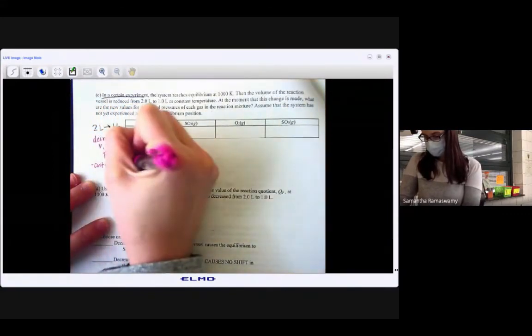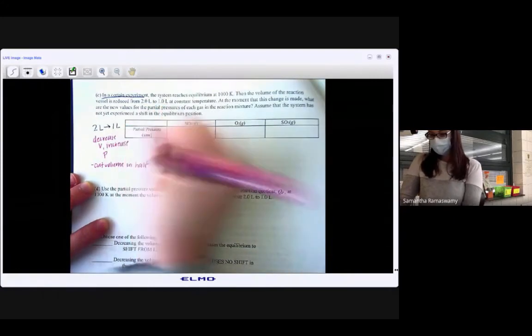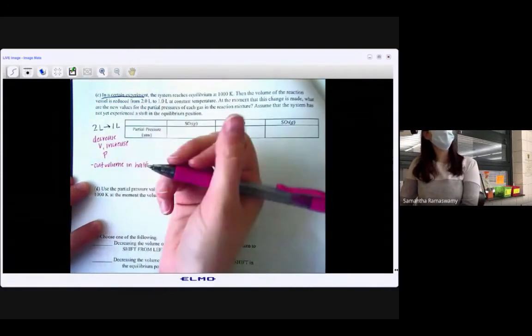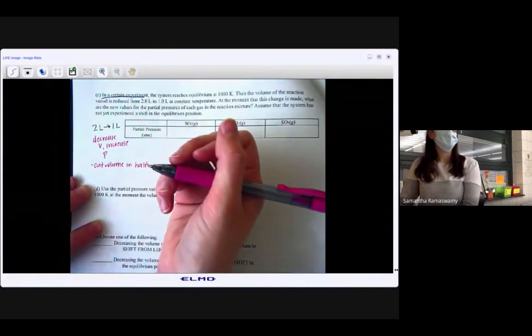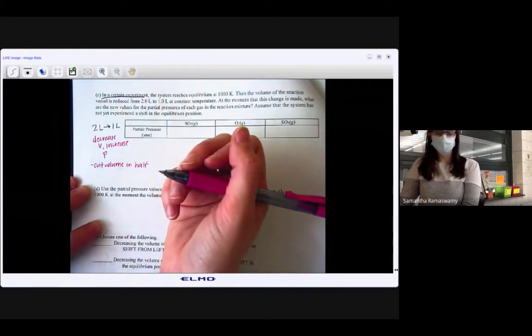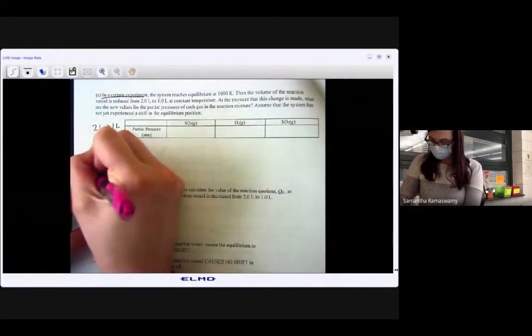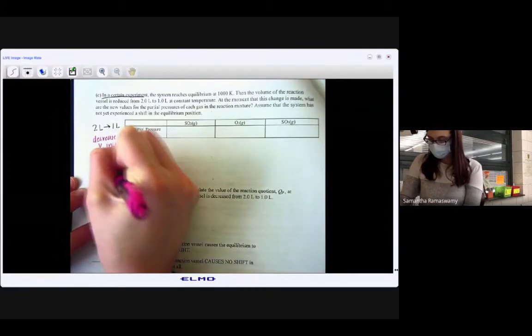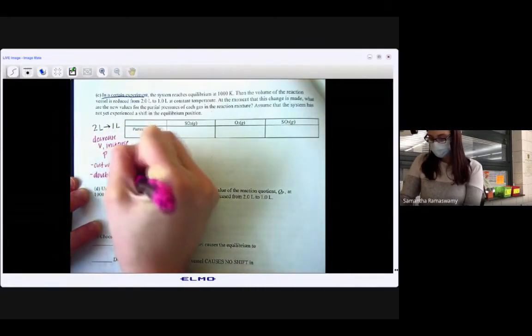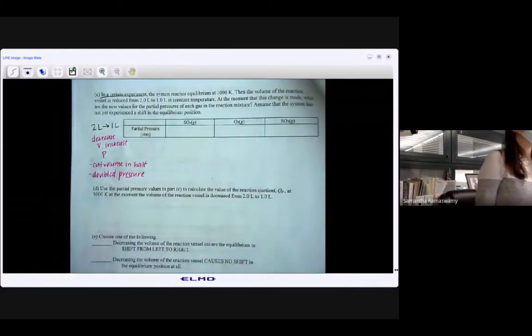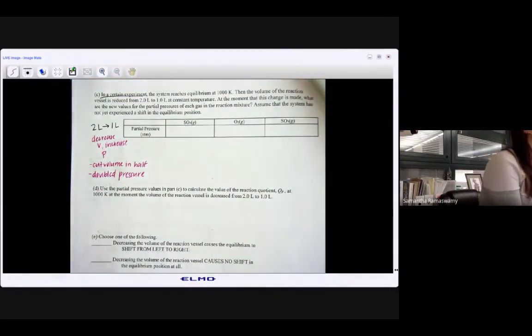So we cut the volume in half. Well, if we're going to increase the pressure, we're increasing it by the same factor. So instead of dividing it by 2, we're going to multiply it by 2. So if we cut the volume in half, that actually doubles the pressure. So here's where we're thinking back to gases. We cut the volume in half, we actually double the pressure.